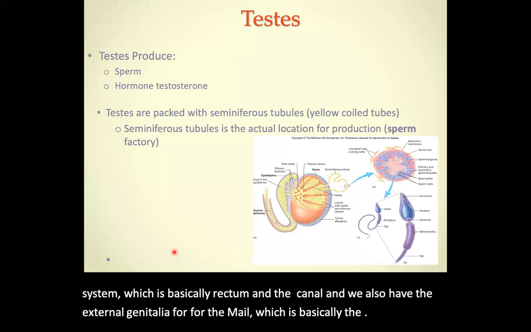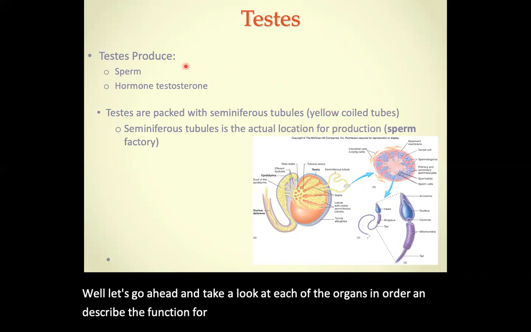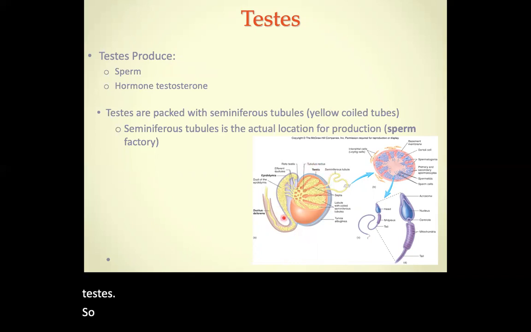Now let's go ahead and take a look at each of the organs in order and describe the function for the reproductive system. Let's start with the testes. So testes are paired organs. Here is a depiction of one.